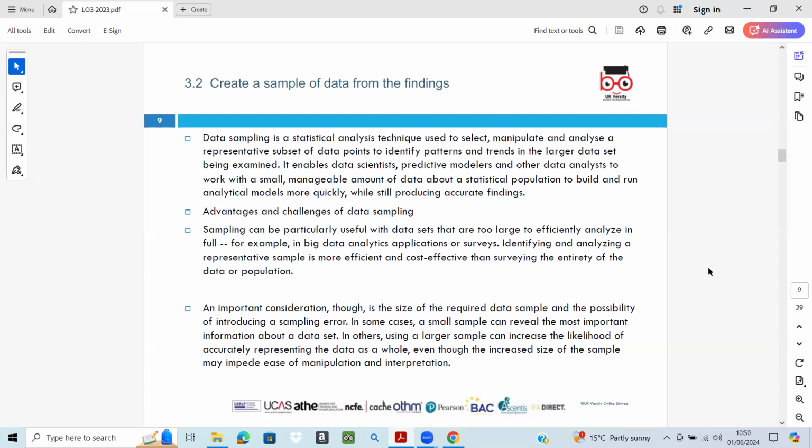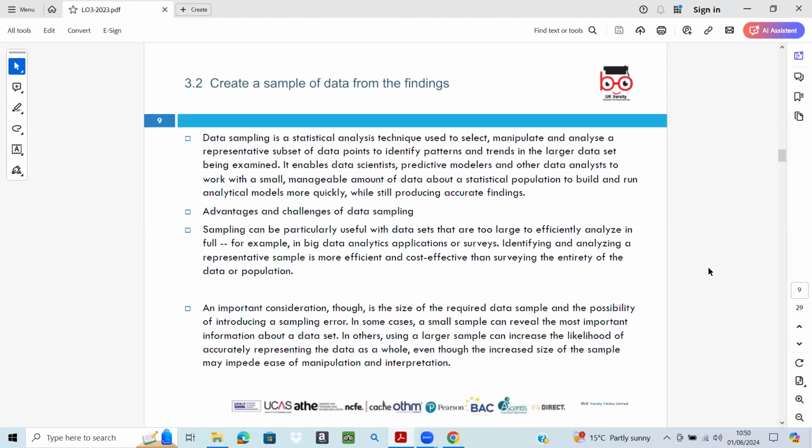Advantages are efficiency, we can say, and sampling is particularly useful for large data sets that are too cumbersome to analyze in full. For example, in big data analytics or extensive surveys, sampling reduces the complexity and resource needed for data processing. It's cost effective.